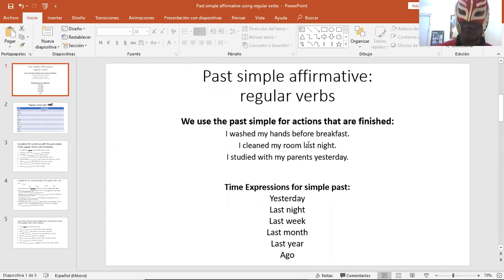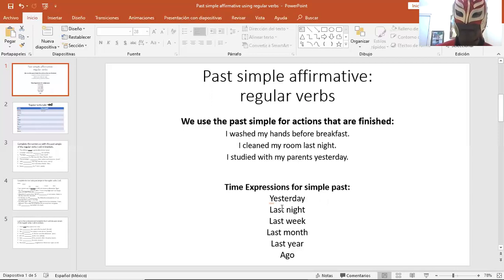I cleaned my room last night. Limpié mi cuarto anoche. I studied with my parents yesterday. Estudié con mis padres ayer. Now, over here, you can see ed. Remember, ed takes the verb into the past. Now, it's also very important for you to learn time expressions for simple past.